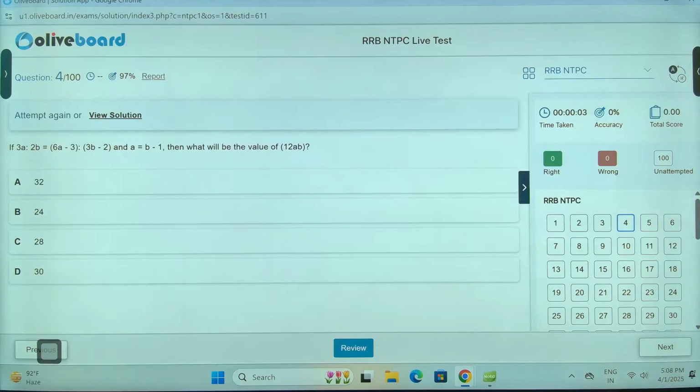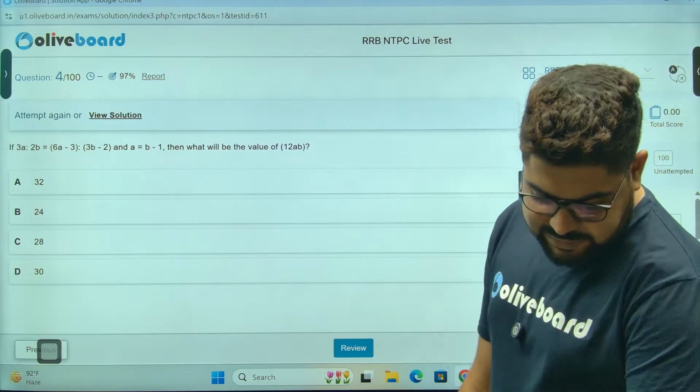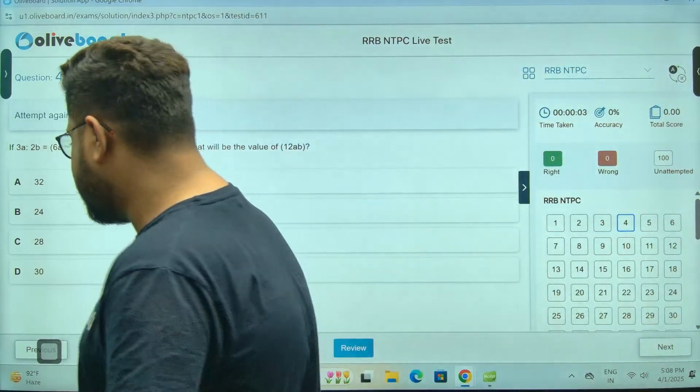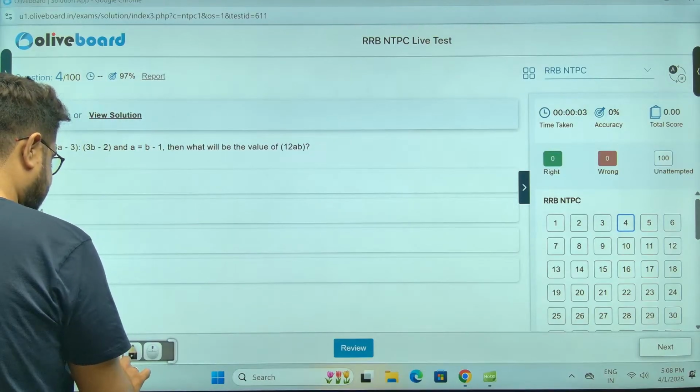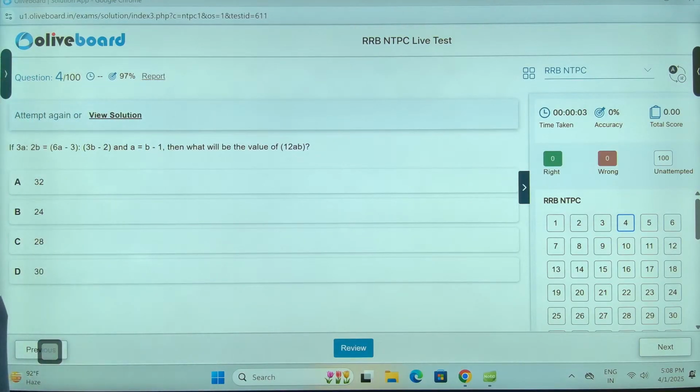Sir, next question, sir. Yes, Arghamita, welcome. Arghamita was not there yesterday, right? Arghamita missed the CGL solution.